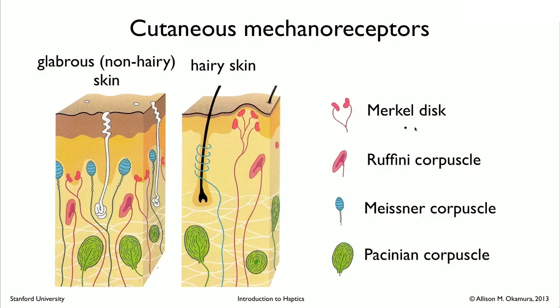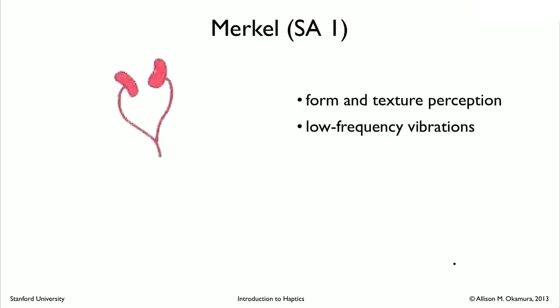I'm going to go now through each of 4 of the most important and interesting cutaneous mechanoreceptors and talk about their roles. The first one is the Merkel discs.